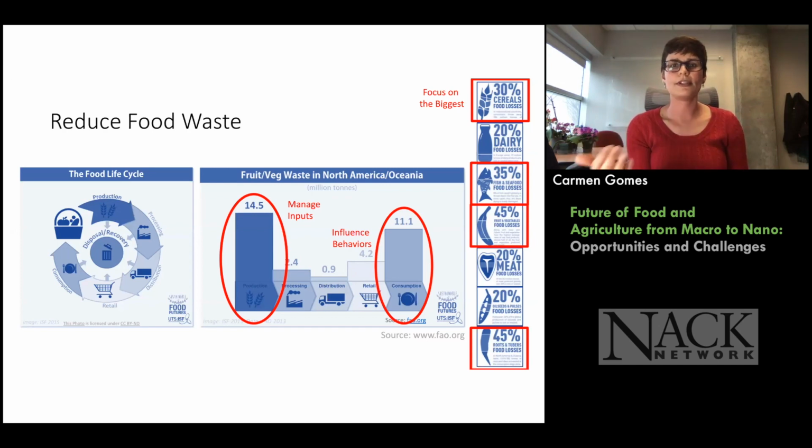So, for example, cereals usually have about 30% wastage, followed by fish and seafood, fresh fruits and produce, and also roots and tubers, which have a big percentage in terms of wastage. Let's look first at the fruit and vegetable losses.